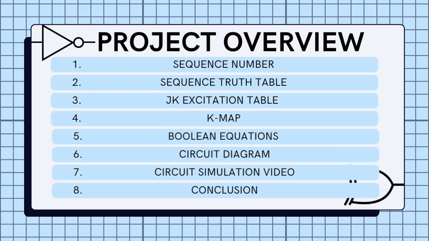Our project was carried out in 8 clear steps. First, we defined the abnormal sequence, then created the truth table to map present to next states, built the JK excitation table to know the inputs for each flip-flop, then used K-maps to simplify the logic, derived the Boolean equation from those simplifications, designed the circuit diagram based on the equation, verified the design with a simulation video in Multisim, and finally drew our conclusion from the result.